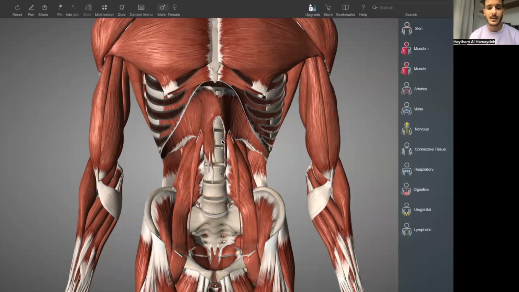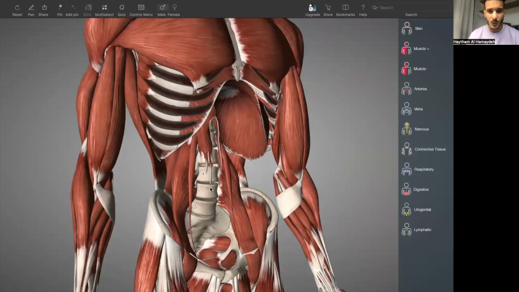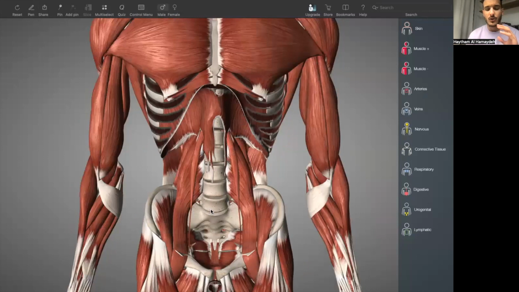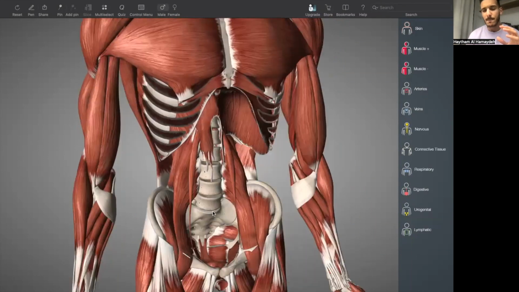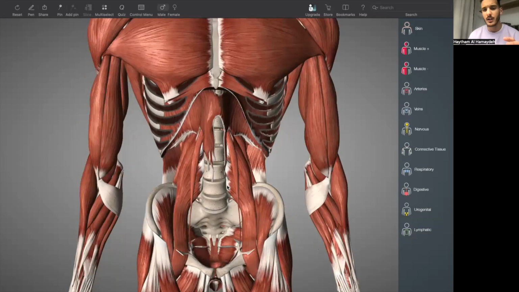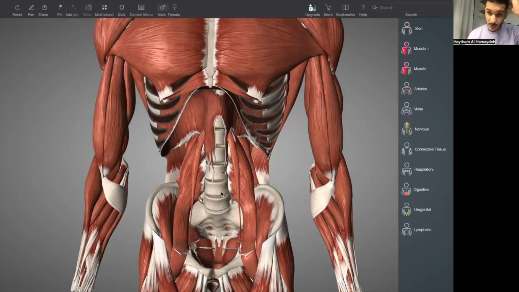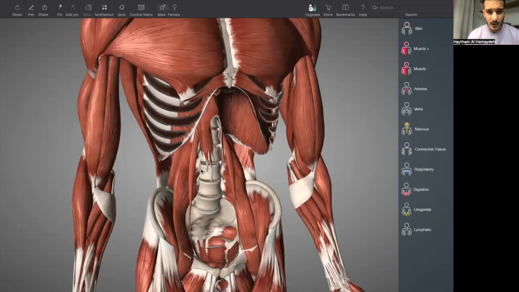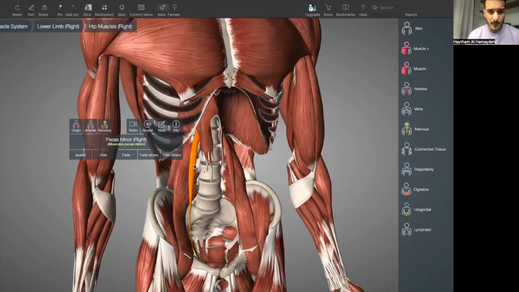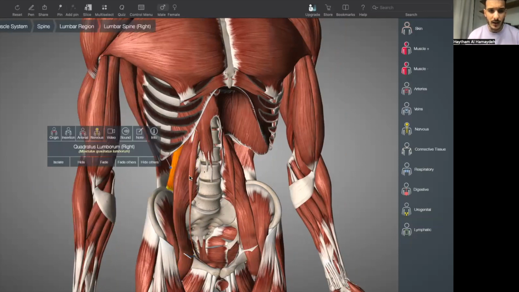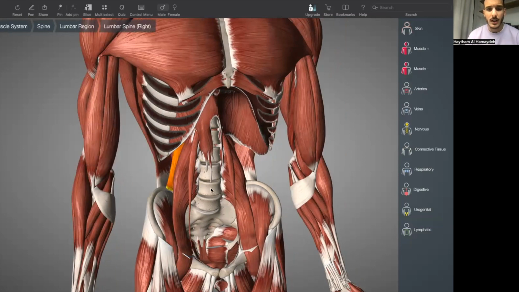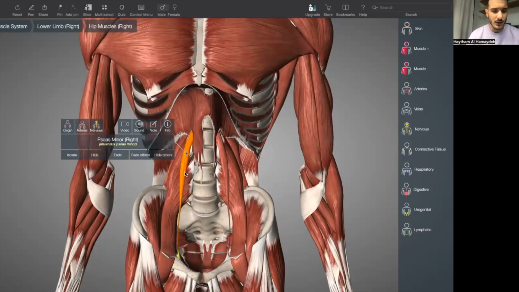So today I'll be talking about the posterior abdominal muscles, and they're basically made up of four muscles. What I did here is just show only the posterior abdominal wall, which is close to the vertebrae. The muscles we can discuss today are Psoas Minor, Psoas Major, Iliacus, and Quadratus Lumborum. I'll go by each one individually.